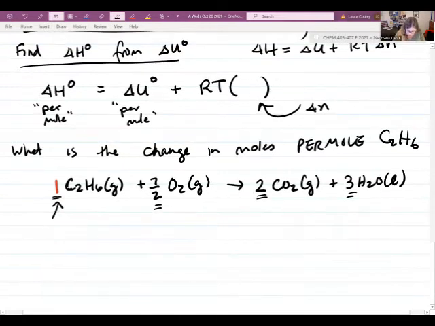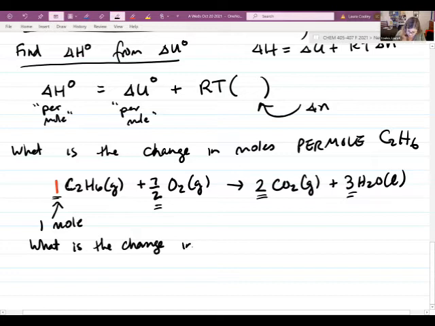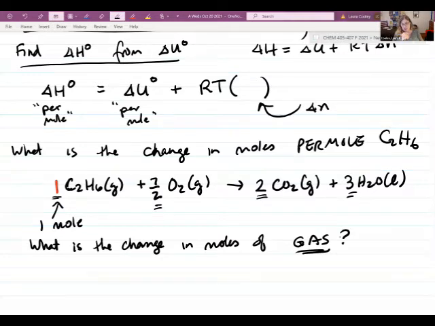But if you're only combusting 1 mole of C2H6, we have to ask ourselves, what is the change in moles of gas? Because it's the gas that is responsible for any contribution to work. And work is what makes the difference between delta H and delta U. Because when gas is generated, it does work on the atmosphere. If gas is taken away, work is done on the system.